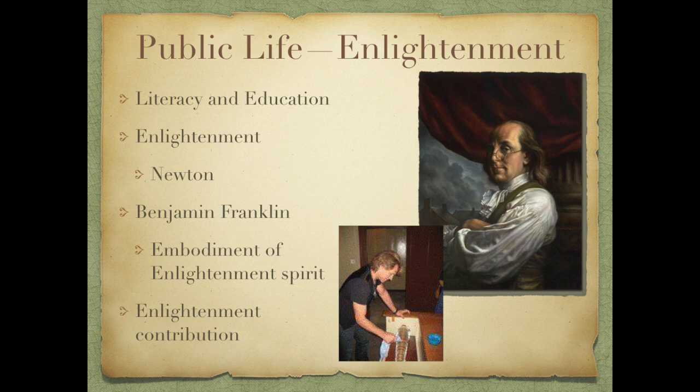He published Poor Richard's Almanac in 1732, and it was very popular, became a regular publication. And he was able to make his fortune and retire by the age of 42, and thus devote himself to science and public service.